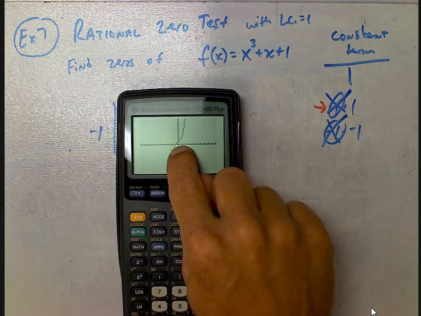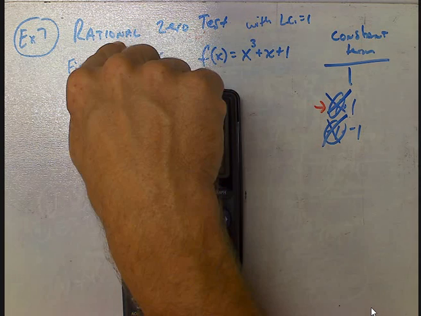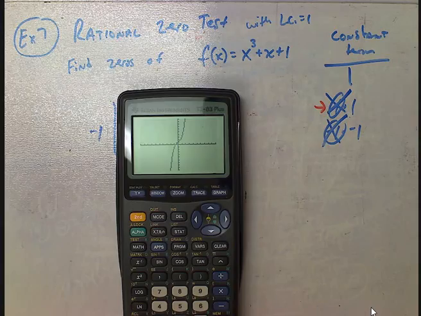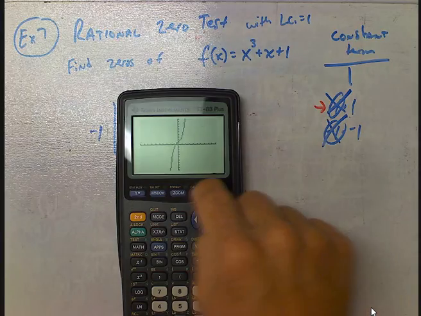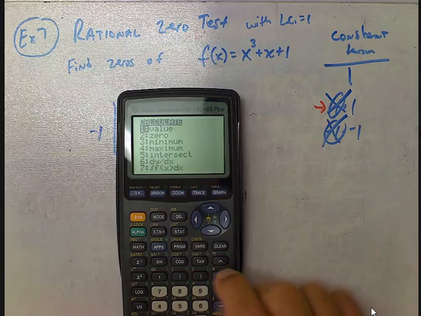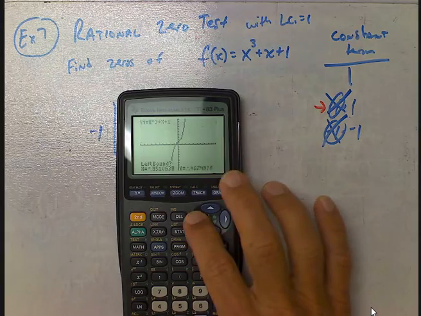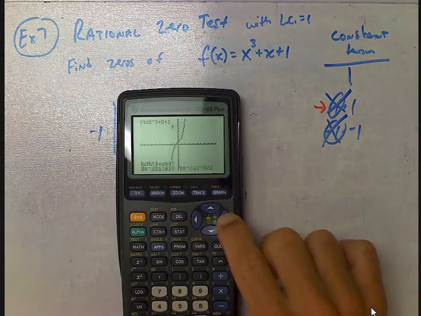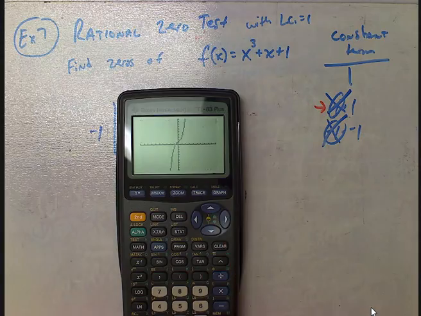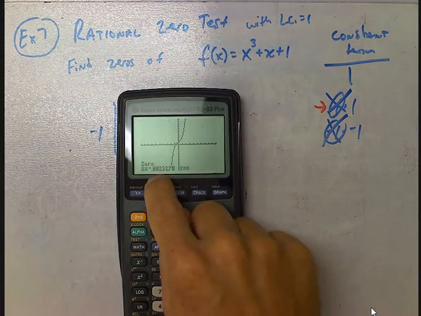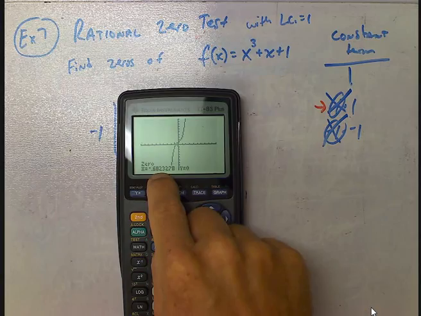What does the term rational mean? Rational means that it's a number you can write as a fraction. So let's double check to make sure what it is. Second trace 2, left bound below, right bound above, enter, enter. And you get basically a decimal number that goes on and on, some ridiculous decimal number.